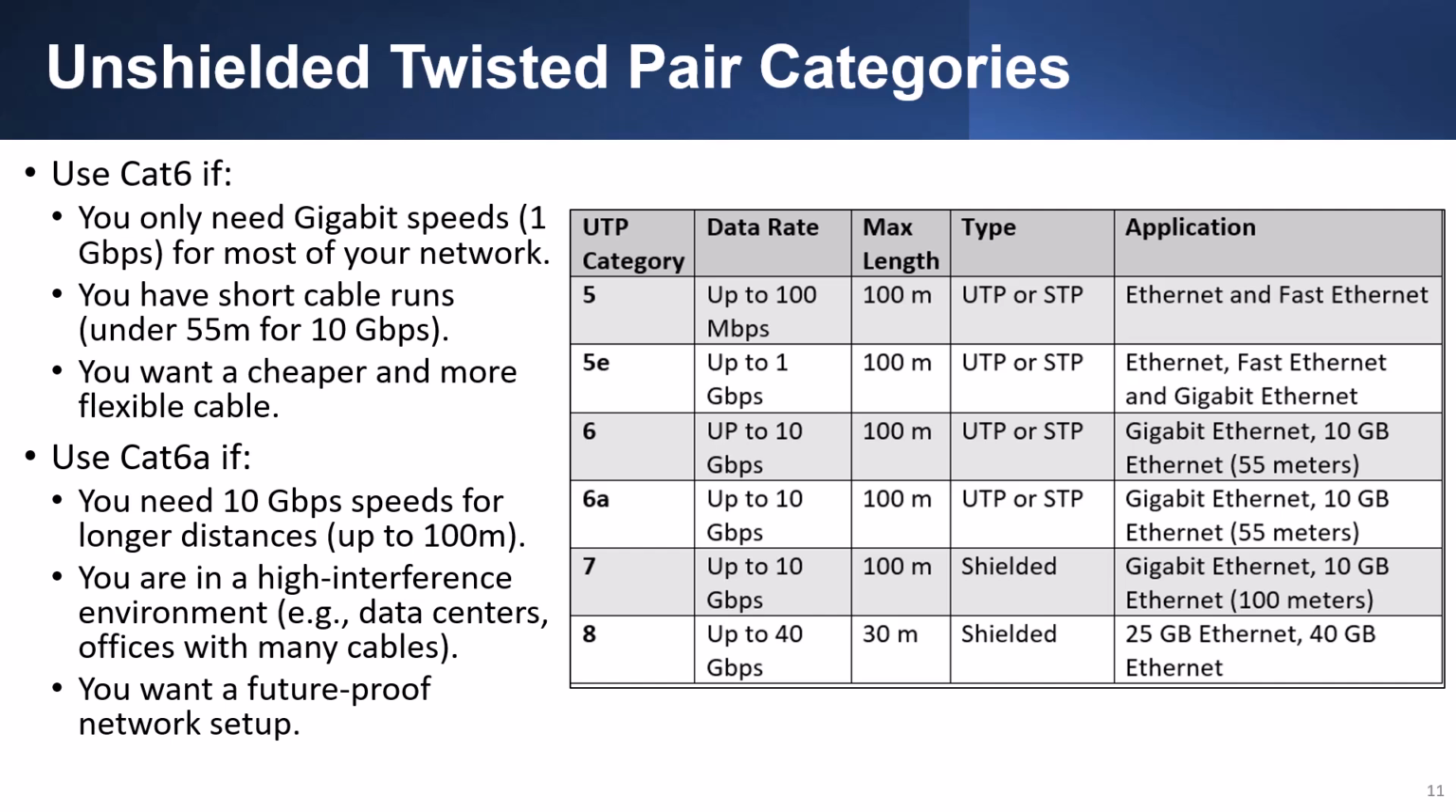Use Cat6a if you need 10 gigabit speeds for longer distances up to 100 meters, you are in a high interference environment such as data centers and offices with many cables, and you want a future-proof network setup.